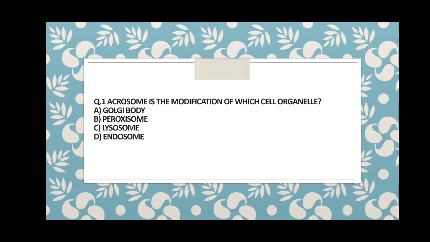A is Golgi body, second peroxisome, third is lysosome and fourth is endosome. So guys, what is the correct answer? The correct answer is Golgi body or Golgi apparatus.